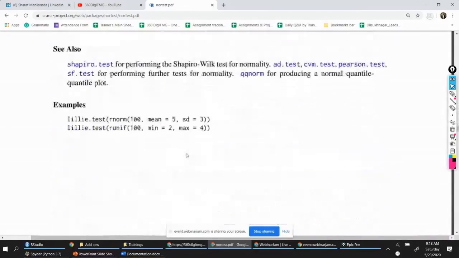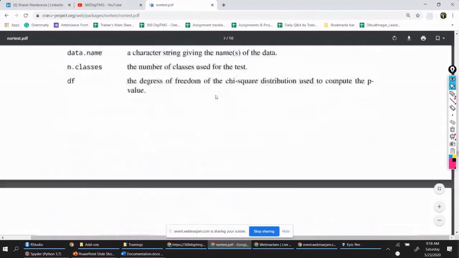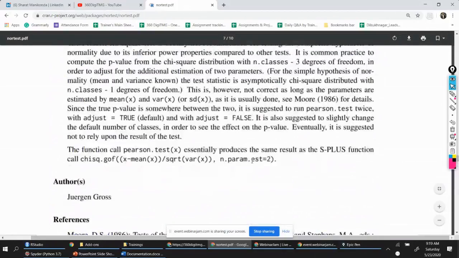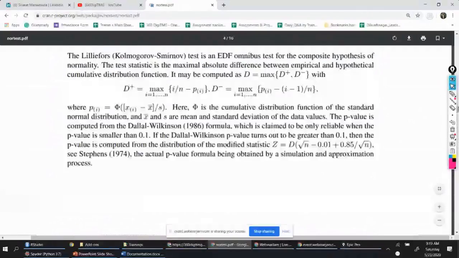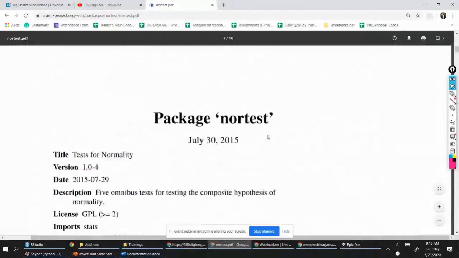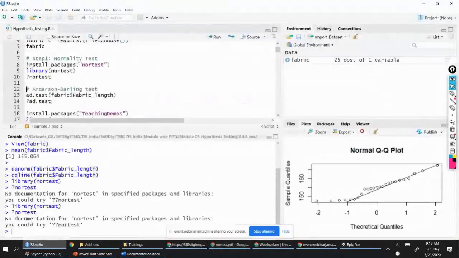We also have another test called the Pearson chi-square test. Then we also have the Shapiro-Francia test. So these are the five tests that we have in the normality test package. And I'm doing the first one, okay? You can try with other tests. Anderson-Darling test. I'll say AD.test and your data.